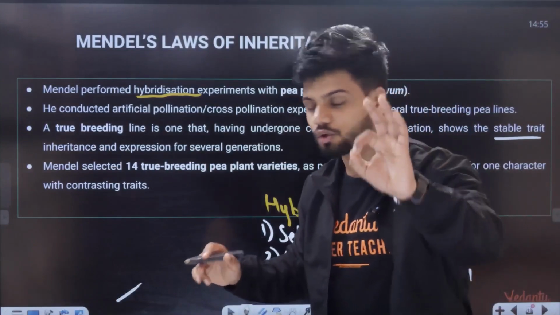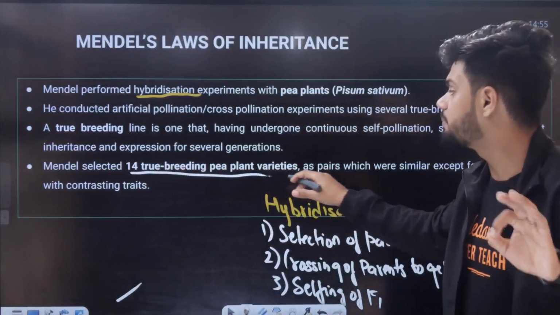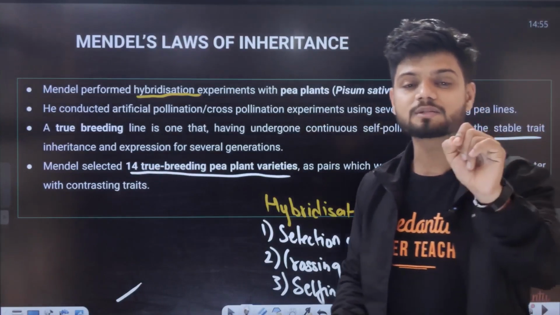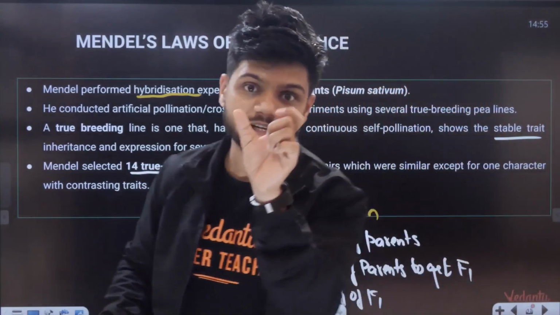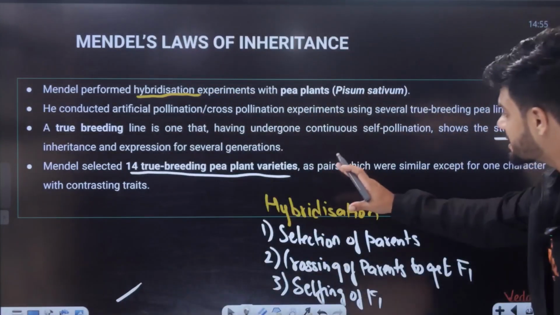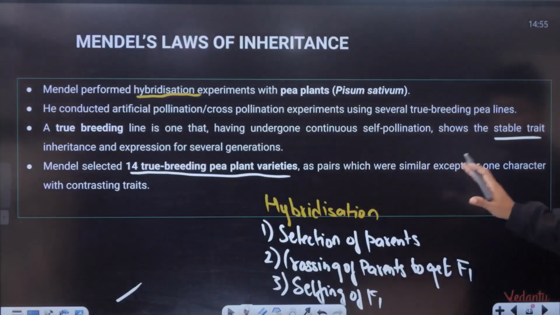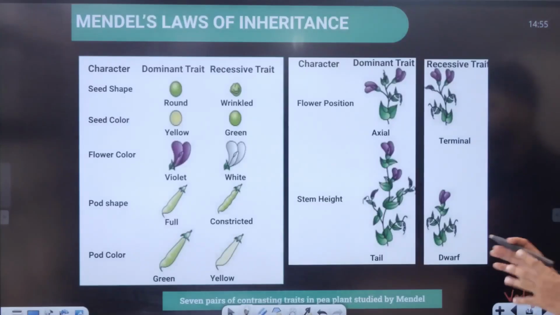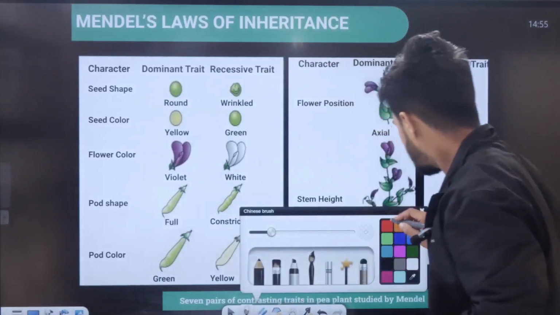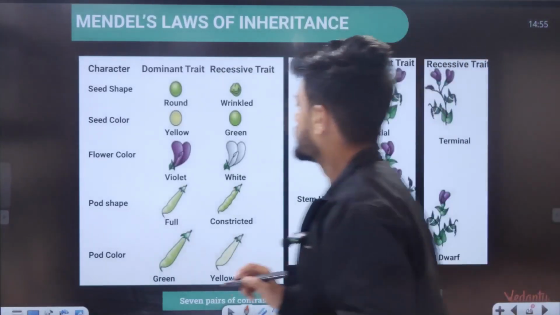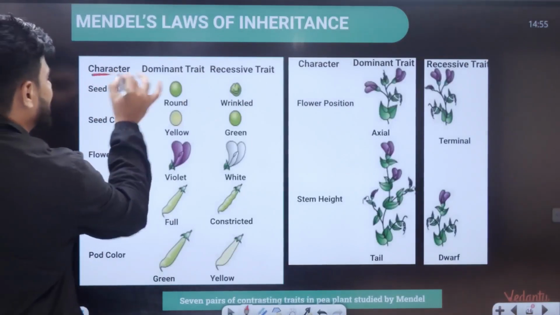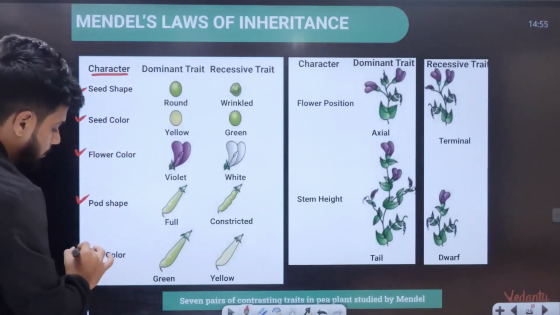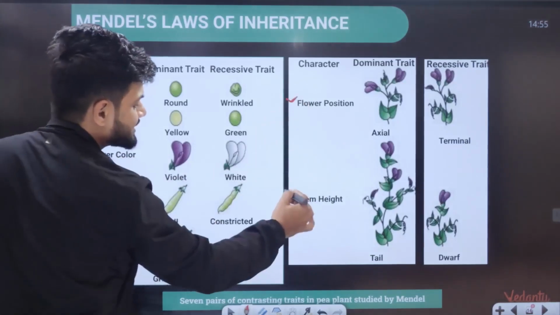So Mendel took 14 true breeding pea varieties. Each one of them is expressing a particular trait. As a pair they were similar except for one character with a contrasting trait. See, contrasting trait is there. For example, see here. Character, I told you. Seed shape, seed color, flower color, pod shape, pod color, flower position and stem height.